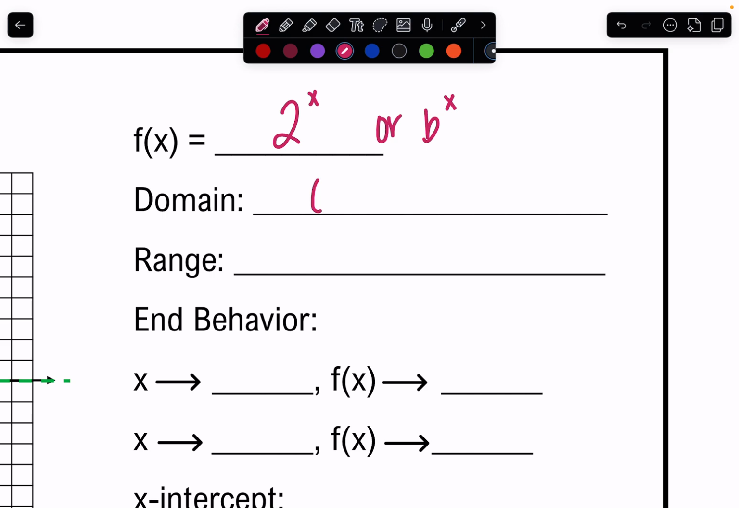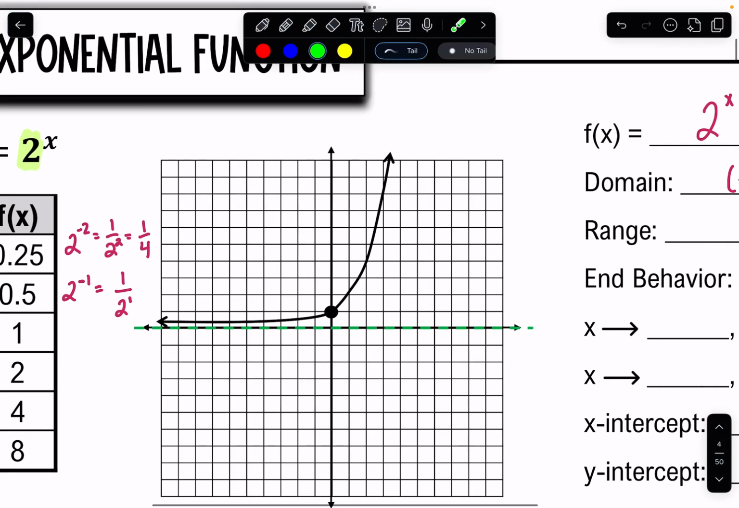Okay, so my domain, we are moving from negative infinity to positive infinity. Again, that's because my arrow is going forever to the left. We are moving slowly out forever to the right.